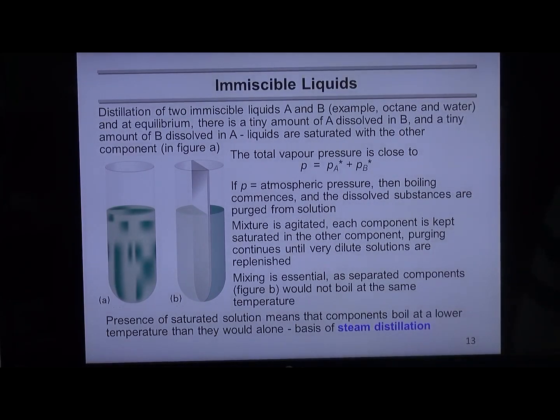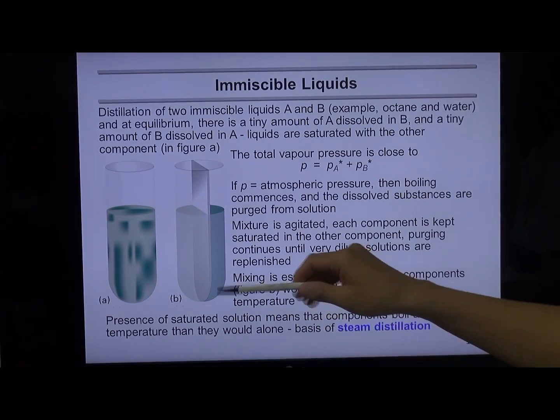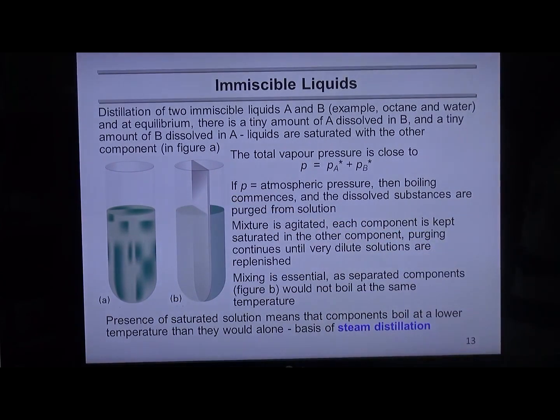Immiscible liquid. If you recall, for liquid mixtures there were three different kinds: totally miscible ones, immiscible ones, such as water and oil, and partially miscible ones. If you do distillation of two immiscible liquids A and B, such as oil and water, what would happen? In reality, if you mix water and oil and let it stay, water would be at the bottom and oil would be at the top.